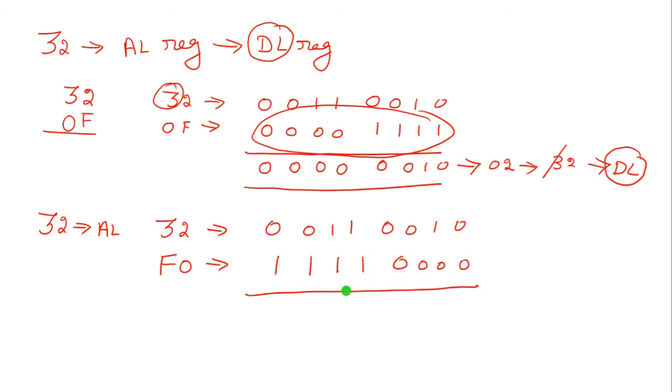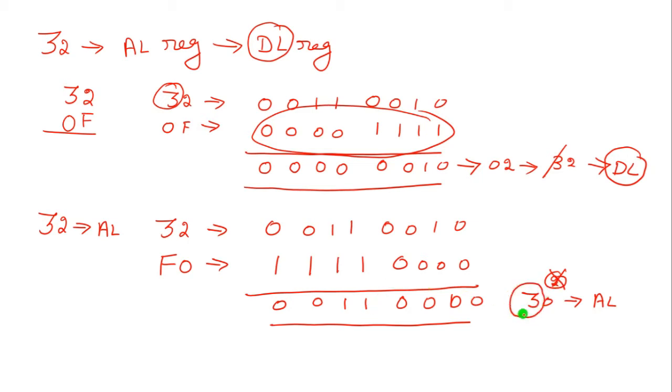ANDed operation here similarly we perform 0011 0000. The result is 30. This value can be stored in the AL register, but the number 2 is absent here. This is not enough to perform the operation, because the number 3 is available in the higher nibble. That's why the higher nibble value is moved into the lower nibble.